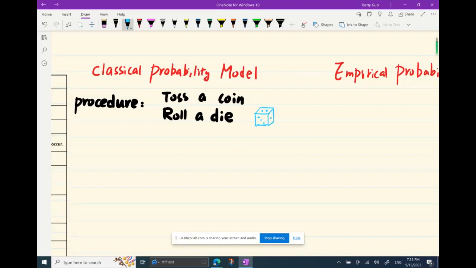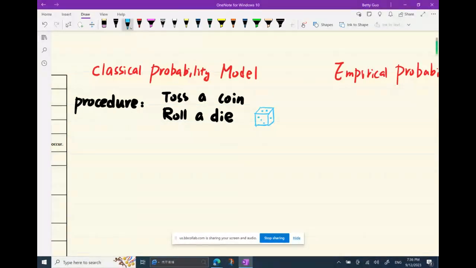So before we roll the die, we know all the possible results. We either get a 1, or a 2, or a 3, or a 4, or a 5, or a 6, right? But before we roll the die, we don't know which number exactly will occur. It's very random. So that is a procedure as well. So that is the first definition, procedure.